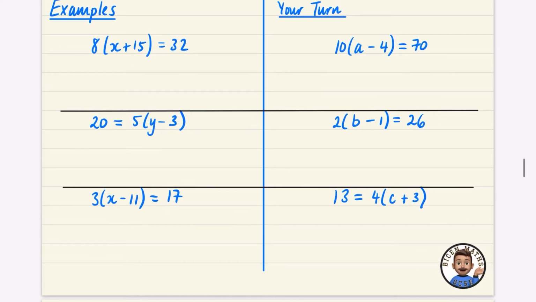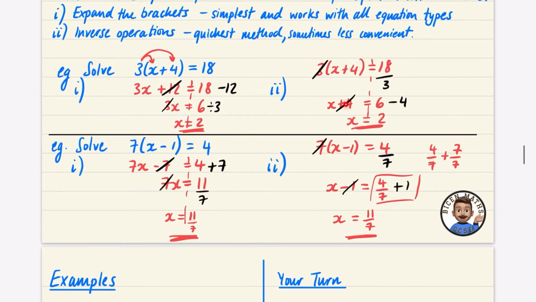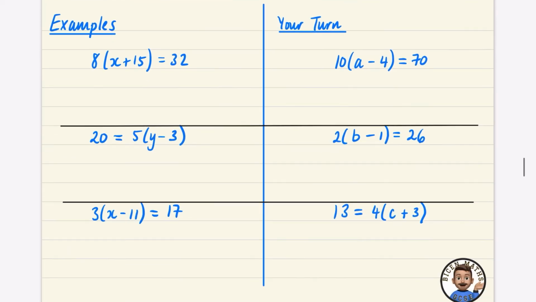If you want to do just the inverse method, this one here, you're perfectly welcome to do that, but I'm going to probably just do the expanded version. Okay, so I'm going to start weaning myself off doing that dotted line. I don't think we need to do that for all of the questions. So I'll get rid of the 8 by doing divided by 8. So x plus 15 is equal to 4. And then I'm going to get rid of that 15 by taking away 15.